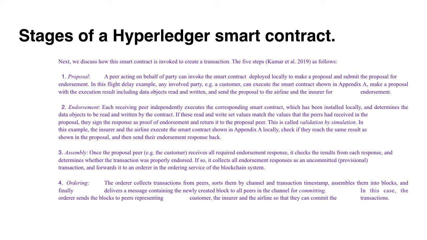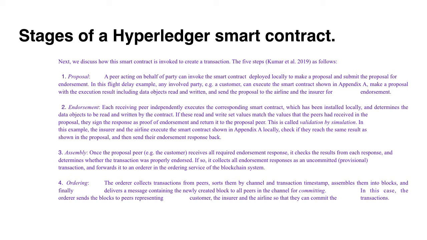In the assembly stage, once the proposal peer, in this example the customer, receives all the required endorsement responses, it checks the results from each response and determines whether the transaction was properly endorsed. If so, it collects all the endorsement responses as an uncommitted provisional transaction and forwards it to an orderer in the ordering service of the blockchain system.